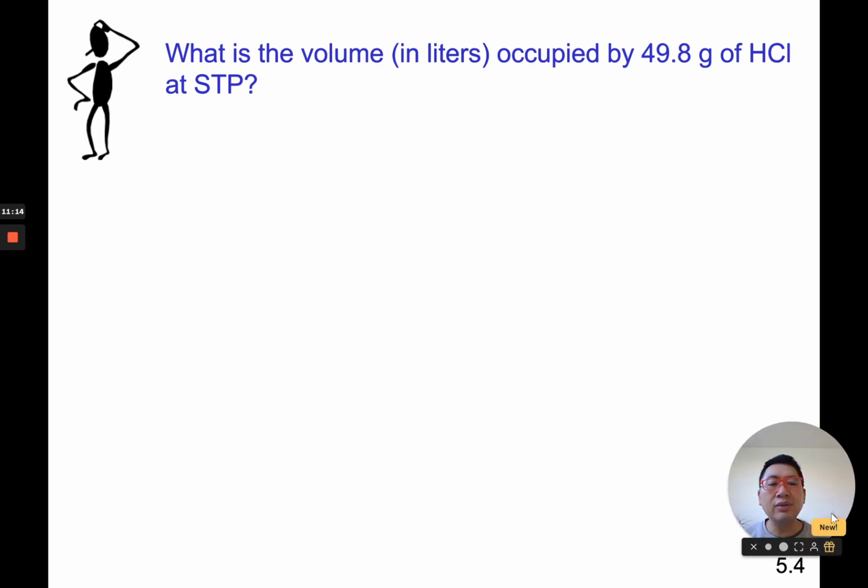In this sample problem, it says, what is the volume in liters occupied by 49.8 grams of HCl at STP? First of all, what is HCl? In this chapter, this is gas laws. It's a gas. What kind of gas? Who cares? Well, it's HCl gas, but we are assuming that this is gases. Gas laws only apply for gases. You can't use gas laws on liquids or solids. It only applies for gases. So we're assuming that it's a gas.